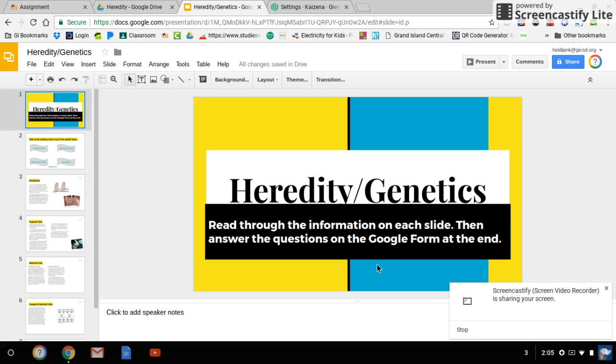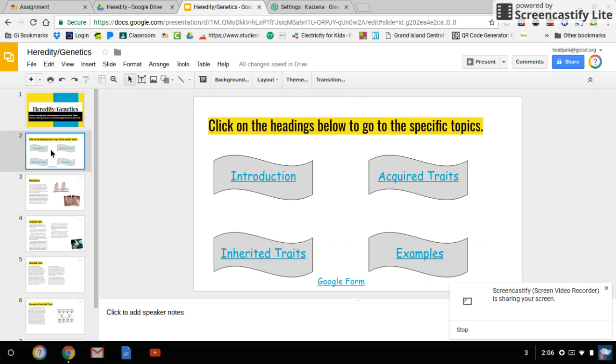I want you to use the notes program to help you take notes as you're listening to the readings so that you can recall important information when we get to the end, because you're going to need to use that information to answer the questions on the Google form. So, as we're going, feel free to take notes on any important details from each slide that you feel you need to remember. So, we'll start with our introduction.